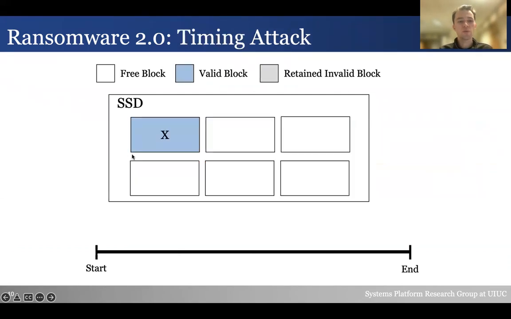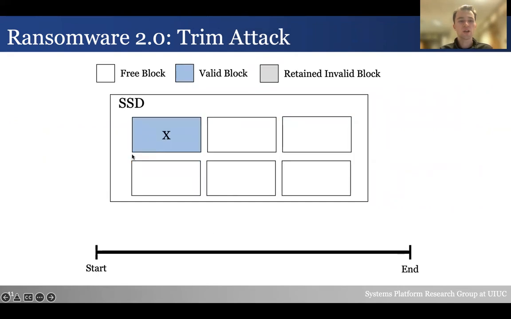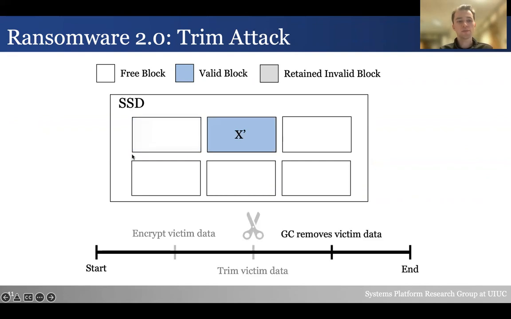For the timing attack, we begin by encrypting the victim's data. We then let regular storage operations from the user happen, filling the free blocks of the SSD. Once we run out of free blocks, the victim's data is removed, and the attack succeeds. Finally, the trim attack. Again, we encrypt the victim's data. We then issue the trim command to the retained blocks. The next time GC is run, those will be removed.